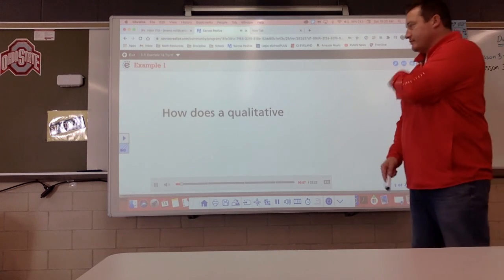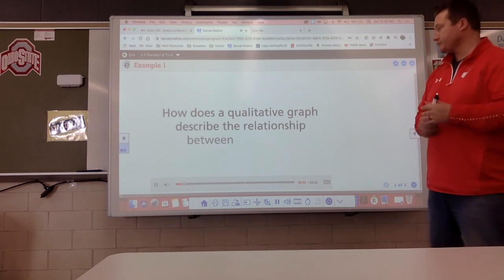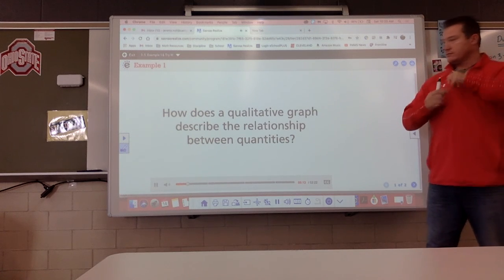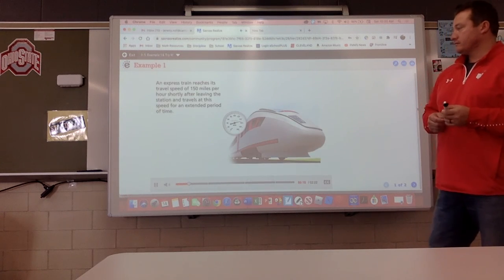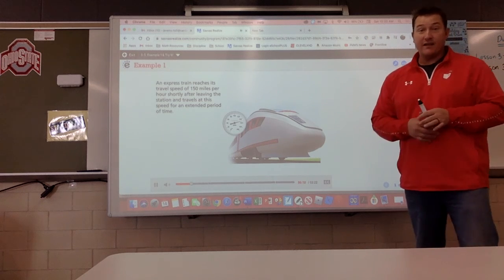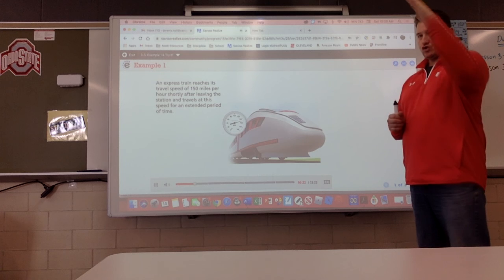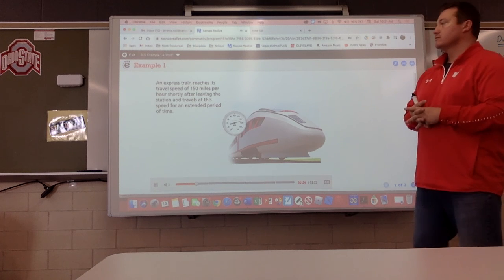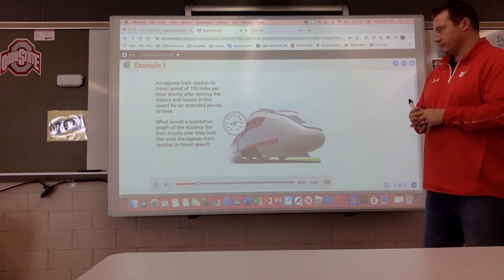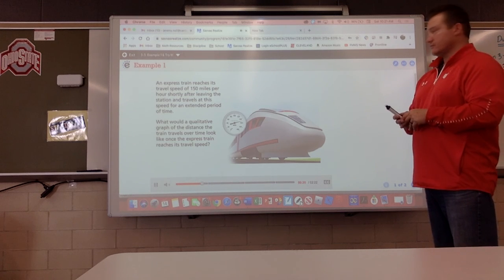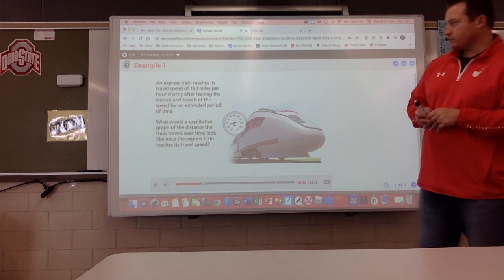How does a qualitative graph describe the relationship between quantities? I don't know. Think about this question during the lesson. An express train reaches its travel speed of 150 miles per hour shortly after leaving the station and travels at this speed for an extended period of time. What would a qualitative graph of the distance the train travels over time look like once the express train reaches its travel speed?